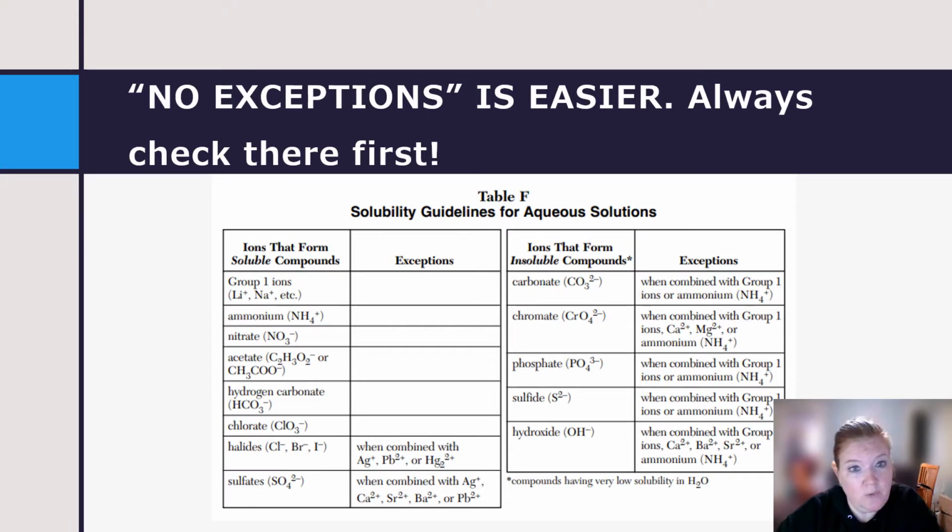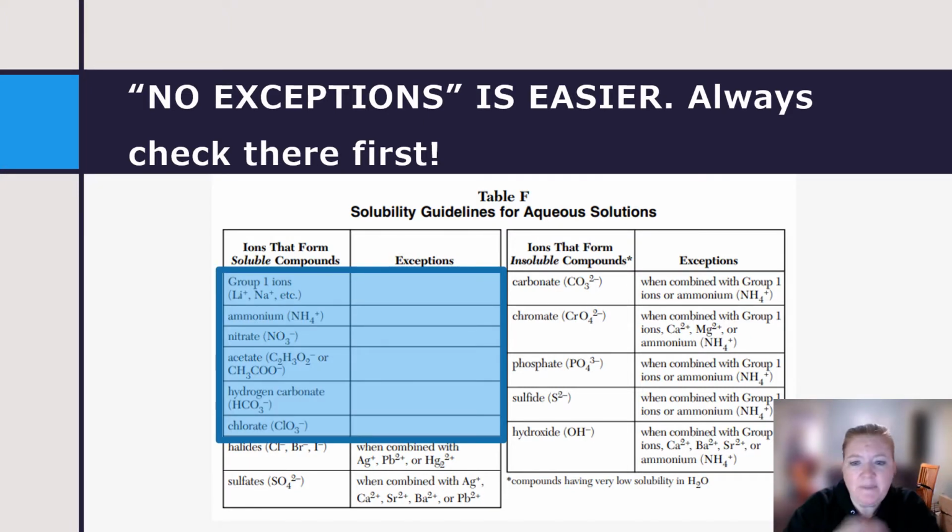Okay, so that was a quick overview. Anytime there is something with no exceptions, please use that. Easy peasy, always check there first because there are no exceptions. I don't care what else it's with. If Li is in the formula, bam, soluble. If chloride is in the formula, bam, soluble. If nitrate is in the formula, bam, soluble. I don't care what else is there. Easy peasy.